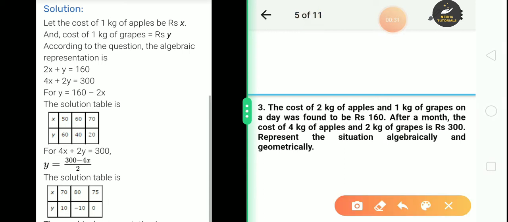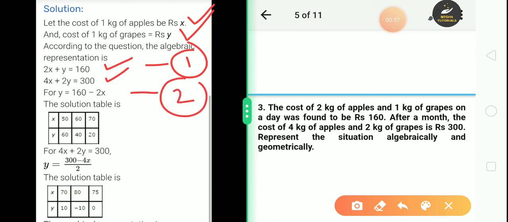So let us assume that the cost of 1 kg of apples is rupees x and the cost of 1 kg of grapes is rupees y. Okay, so from the first condition, 2 kg apples and 1 kg grapes, we can write 2x plus y is equal to 160. This is equation 1. And from the second condition, 4 kg of apples and 2 kg of grapes, we can write 4x plus 2y is equal to 300. That is equation 2. So equations 1 and 2 are the algebraic representations of the given question. Okay, now let's find the coordinates for the graphical representation.